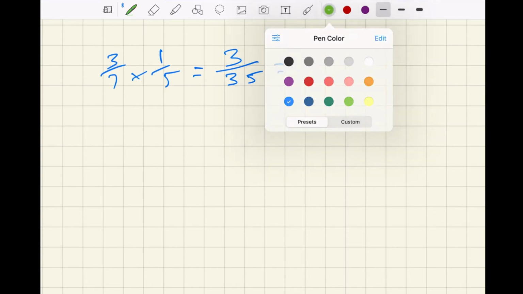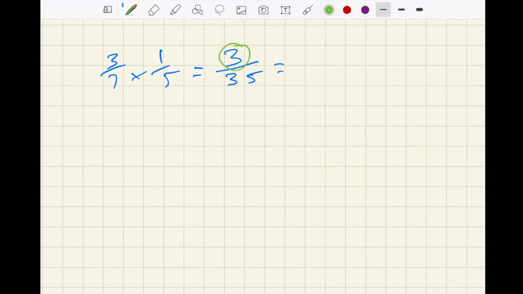So the first question is, take a look at this number. Will the numerator go into the denominator? It will if the numerator is a factor of the denominator, or putting it differently, if the denominator is a multiple of the numerator, 3 and 35. Well, how do you work it out? You've got to set out your factors and multiples for the numerator and the denominator, and if you find that there's one in common, then one will fit in.